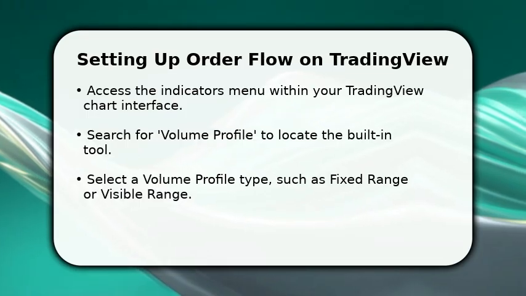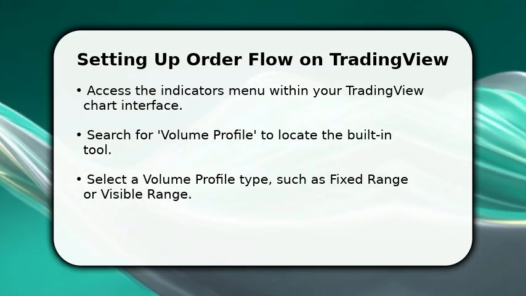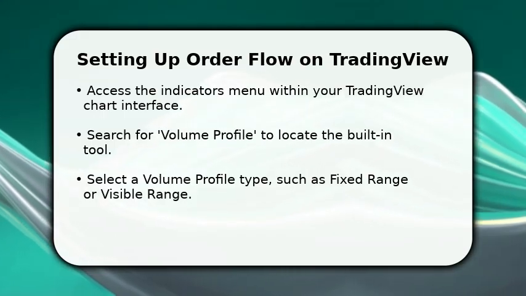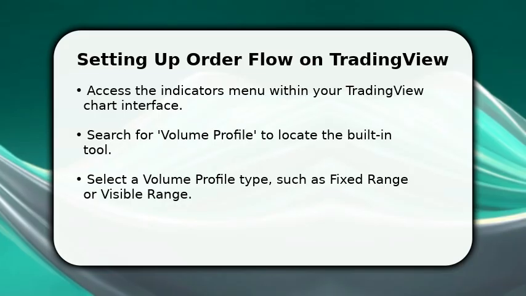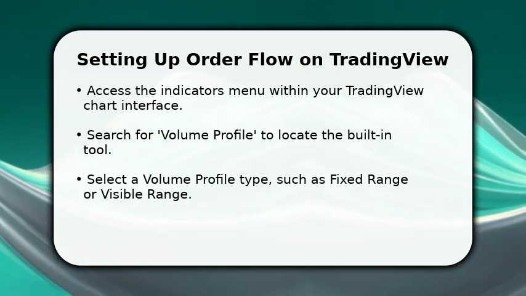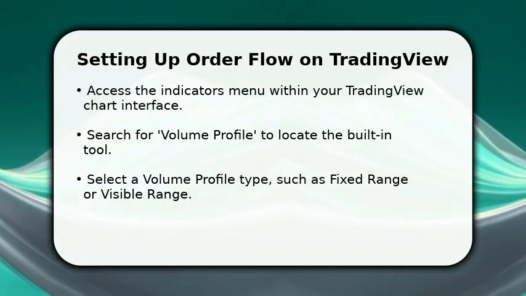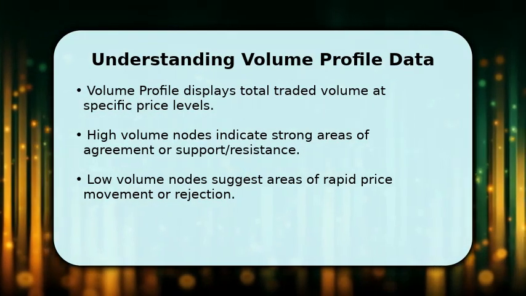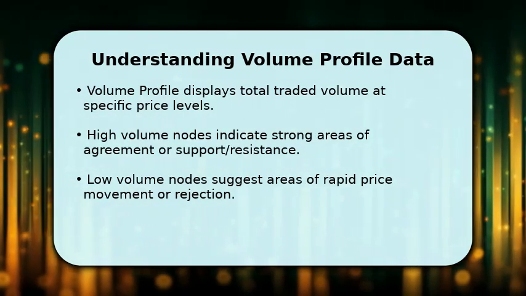Choose a suitable volume profile type, like Visible Range, to immediately see volume distribution across price levels. This initial step is fundamental for gaining insights into market activity and identifying key areas of interest. Once your volume profile is active, it reveals where the most trading activity occurred.